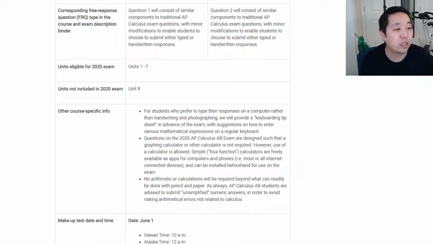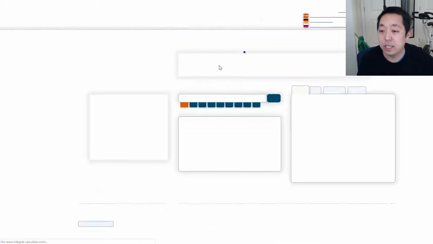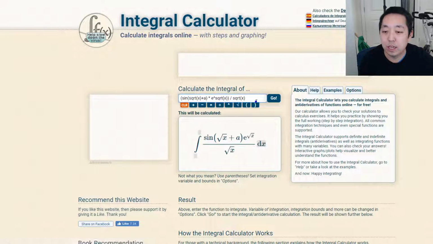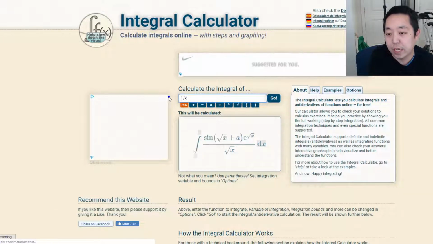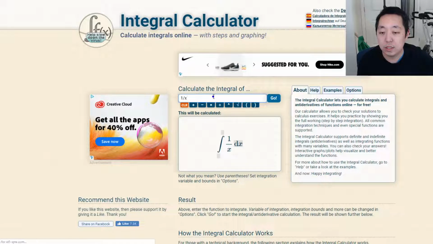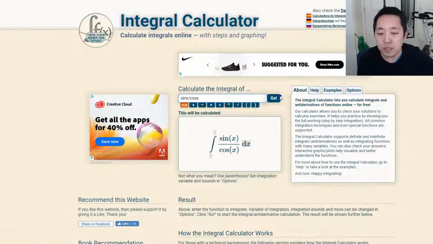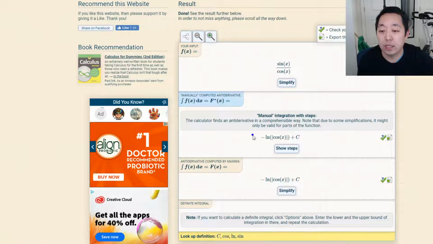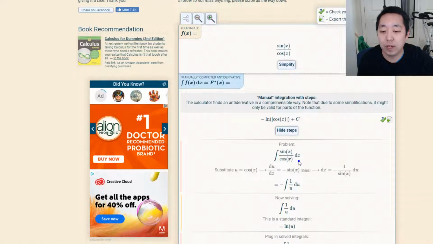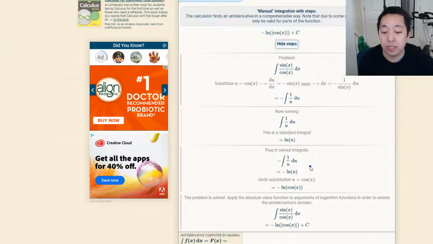Like if I were to just Google, as an example, integral calculator, here's integralcalculator.com. I've used this before. And if you wanted to do the integral of, say, 1 over x dx, or let's do something like sine x over cosine x, something that might require u substitution, this thing shows you the exact steps of how to do it. Do the u substitution, write it out, and everything like that. And then that would be a standard thing.